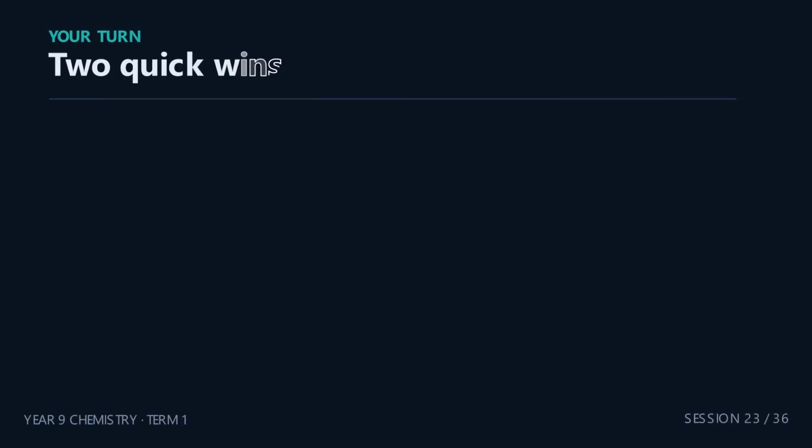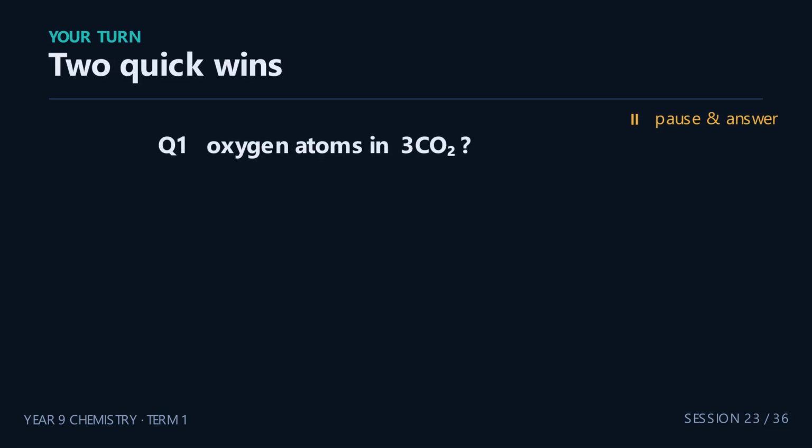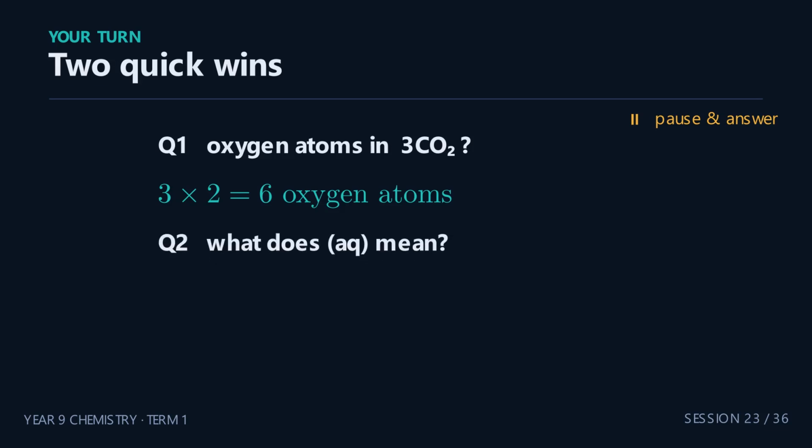Your turn. Let's practice together. How many oxygen atoms are in 3CO2? Pause and work it out. The coefficient 3 multiplies the subscript 2, so 3 times 2 is 6 oxygen atoms. Now a quick one. What does aq mean? Dissolved in water, aqueous, and not just any liquid. If you got both, you're reading chemistry like a scientist already.